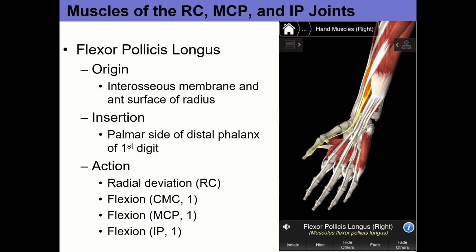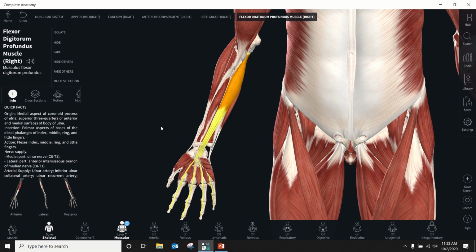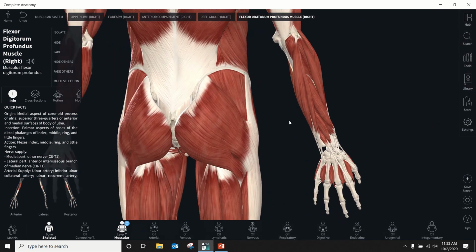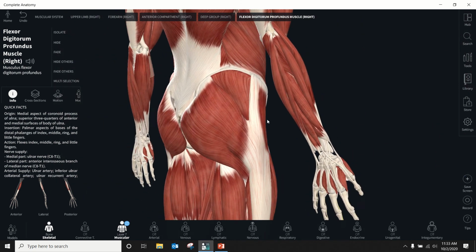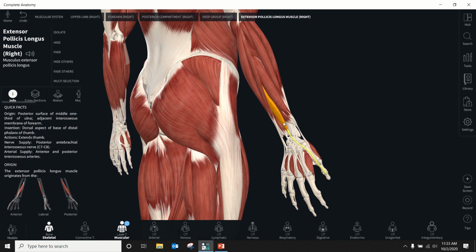All right, so let's find those little thumb muscles on the anatomy app, and then we'll call it a day. So we're going to spin them around, and then I'm going to look at more of a 3/4 view. All right, so remember our anatomical snuff box. So we've got the tendon that makes up the posterior aspect of it right here. And so that's our extensor pollicis longus.